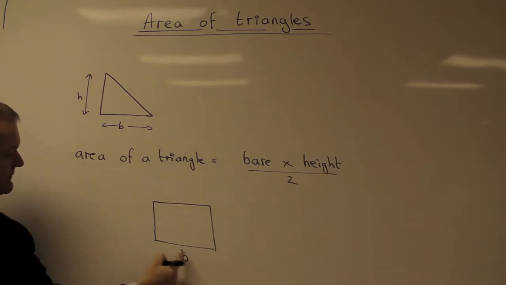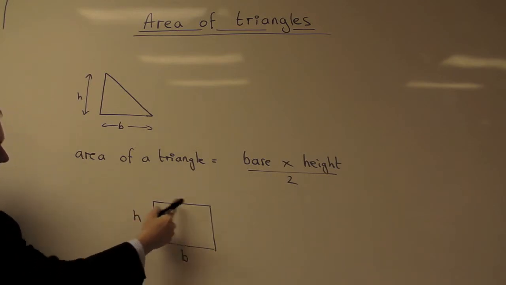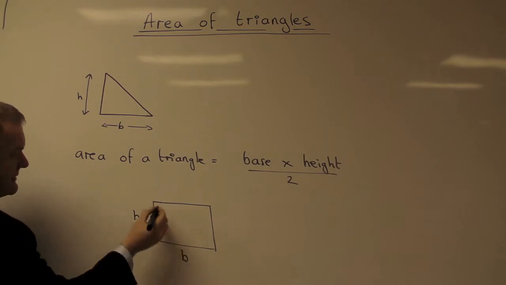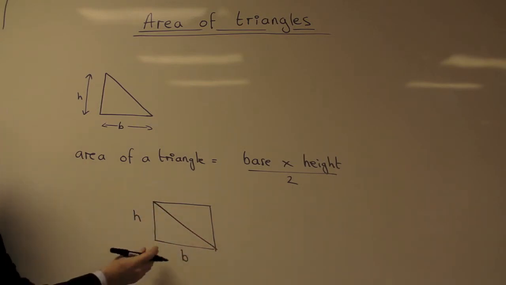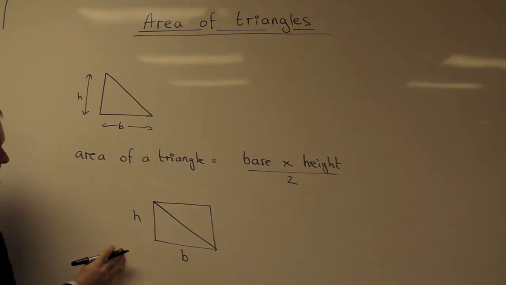So if I had the base of a rectangle and the height of a rectangle, the area of the rectangle is base times height. The triangle is half of that. So you half the base times the height.